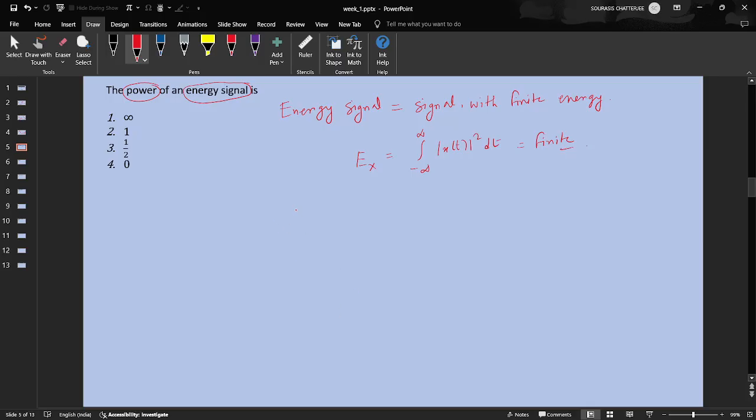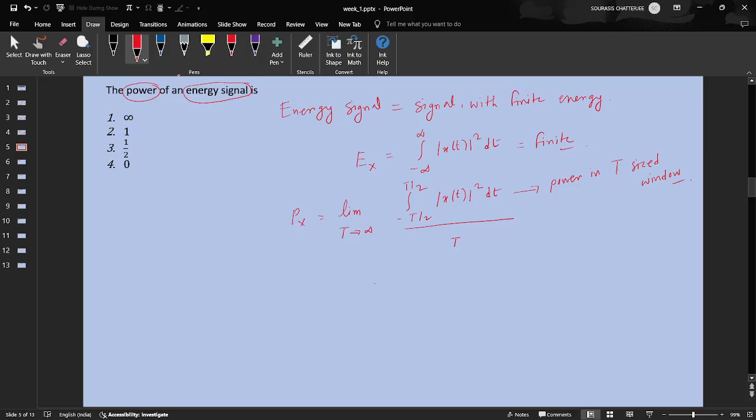So let's write the generic expression of power Px, which is limit T tends to infinity, 1 over T, integral from minus T by 2 to T by 2 of absolute value square of x(t) dt. So remember, this is power in a T-sized window. This is what power is.